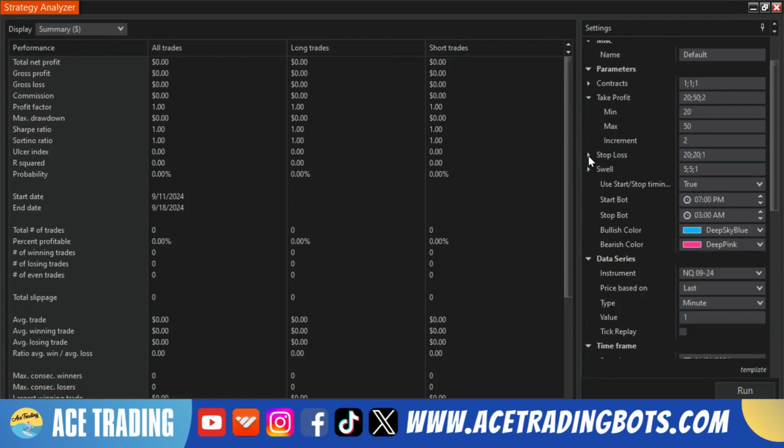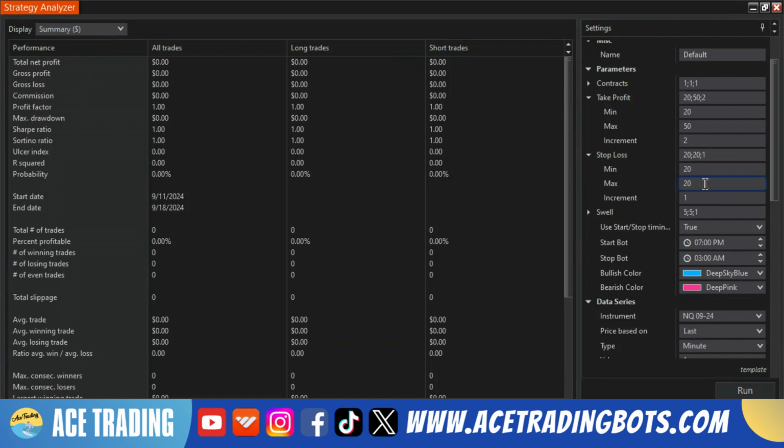Talking about stop loss, it's important that you match or have slightly less than your take profit so that you can have that balanced ratio that I've been talking about. So I'm going to run an increment of 2 on that.